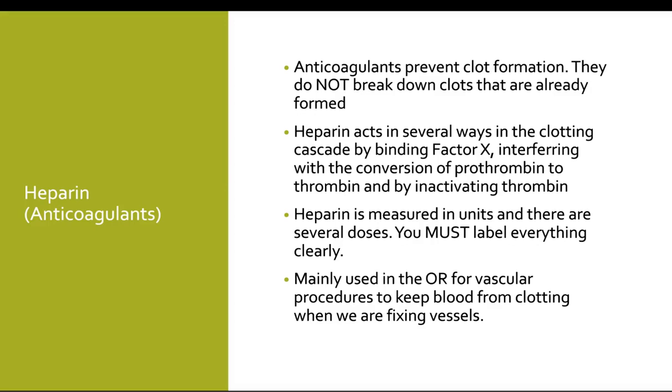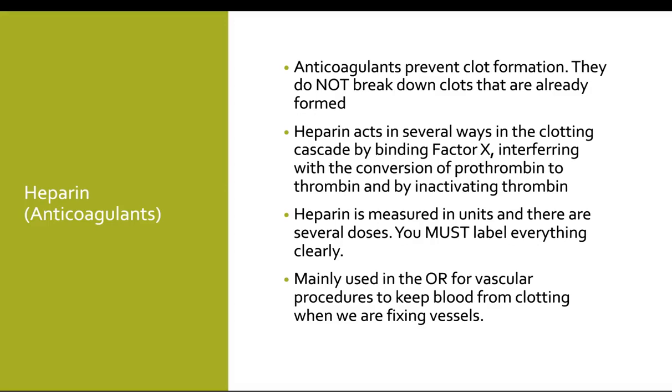Heparin can act in several ways. In the clotting cascade, it can bind factor 10, so it interferes with the conversion of prothrombin to thrombin, and it actually inactivates thrombin. So heparin is kind of the counter opposite to thrombin. Heparin is going to bind to the thrombin and make sure that the thrombin can't convert fibrinogen to fibrin, creating that net for the platelets to be able to hold on to.